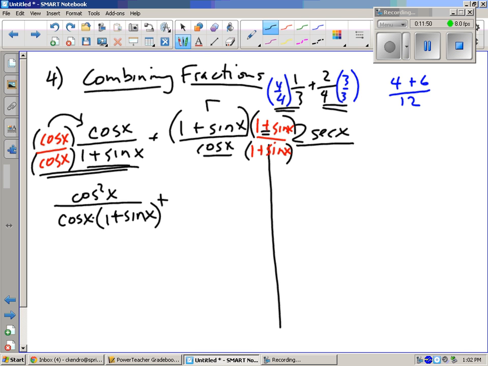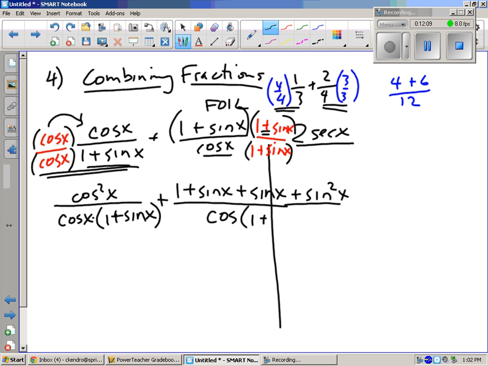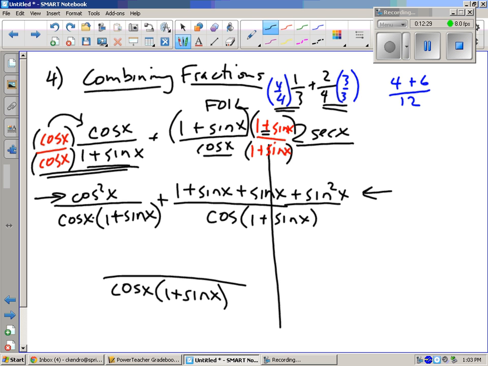This I need to FOIL. So I get 1 times 1 is 1. 1 times sine x is sine x. Another sine x times 1 is sine x. And then sine x times sine x is sine squared x. And on the bottom, we still have cosine times (1 plus sine x). Okay, now we have a common denominator of cosine and (1 plus sine x). The numerator is everything on the top here, all of this. So let's look at it and see what we have.